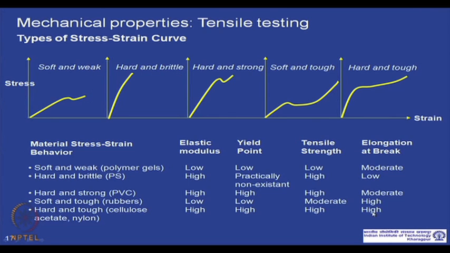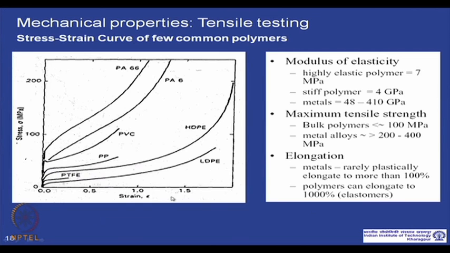the elongation at break. So, high elongation means toughness value is high. So, these are different types of stress strains possible for different polymers. The examples are given here. Some more examples with the names of the polymers. This is nylon, PVC, HDPE, LDPE.